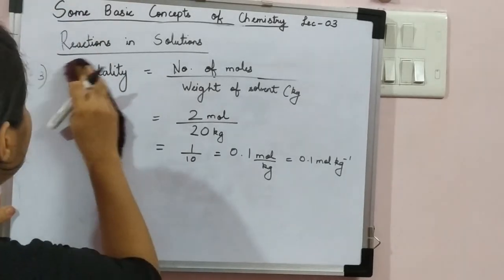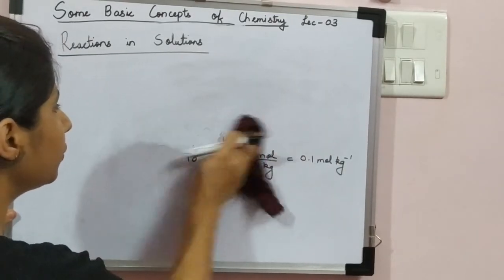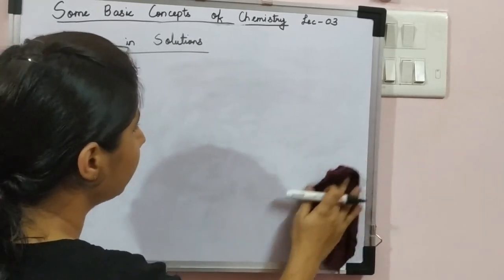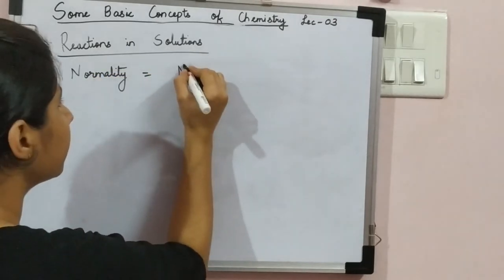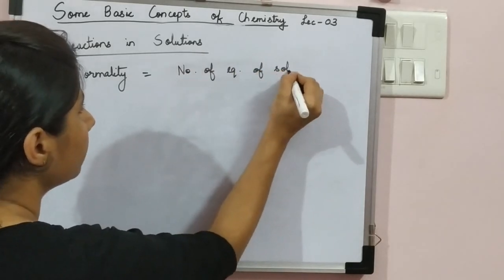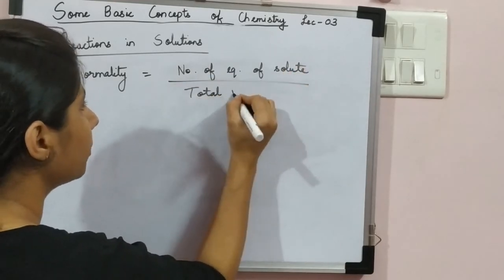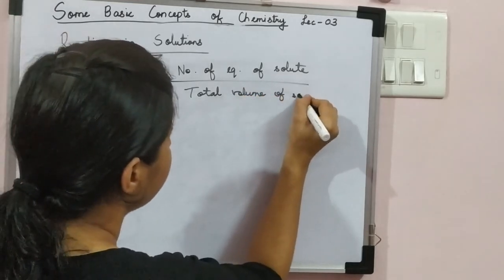Now the last thing that we will learn is normality. So what is normality? Normality is generally used for reactions or for calculating how much amount we need of base or acid. So that is why normality is used. For normality, we actually have to learn 2 formulas. It is number of equivalents of solute upon total volume of the solution. Now this also contains a volume term, so this is again temperature dependent.